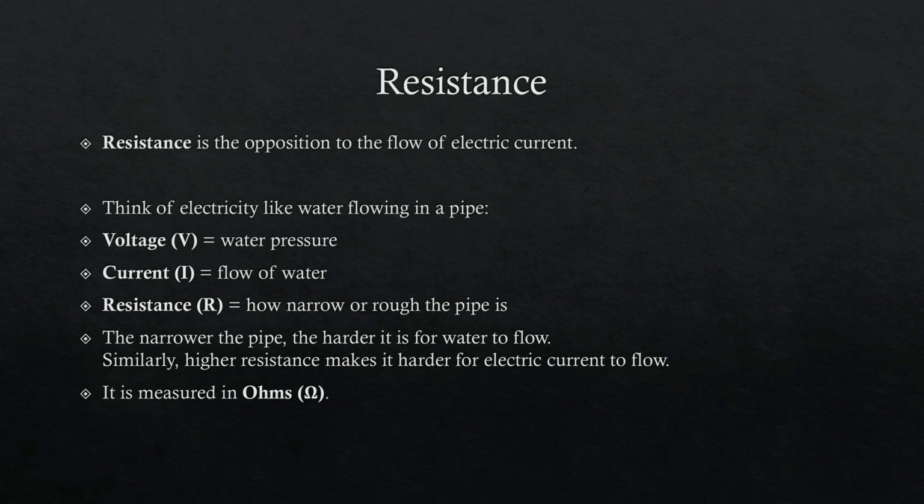So the narrower the pipe, the harder it is for water to flow. Similarly, in a circuit, if resistance is high, it is harder for electrical current to flow. The unit in which we measure resistance is ohms.